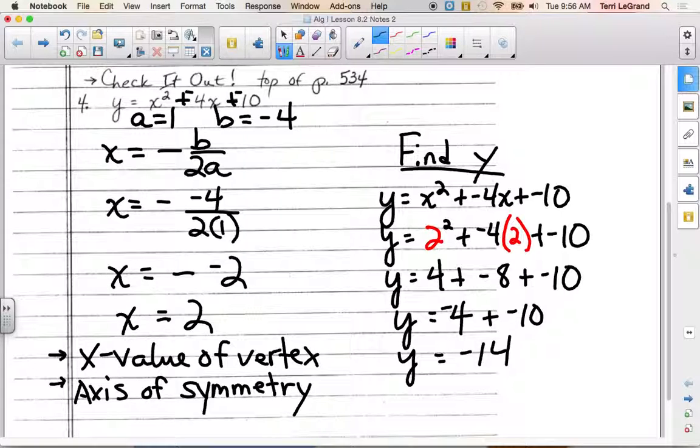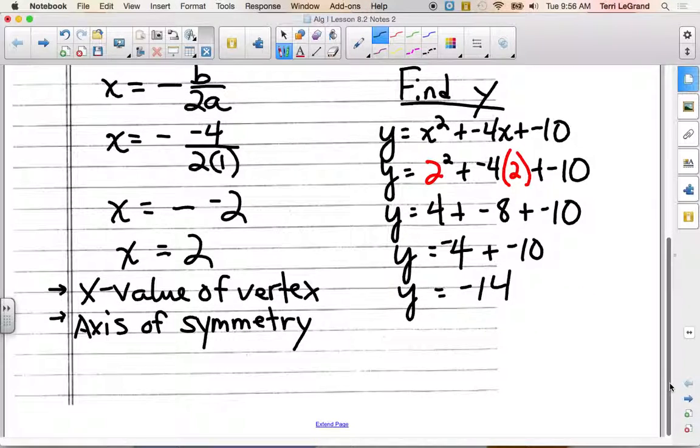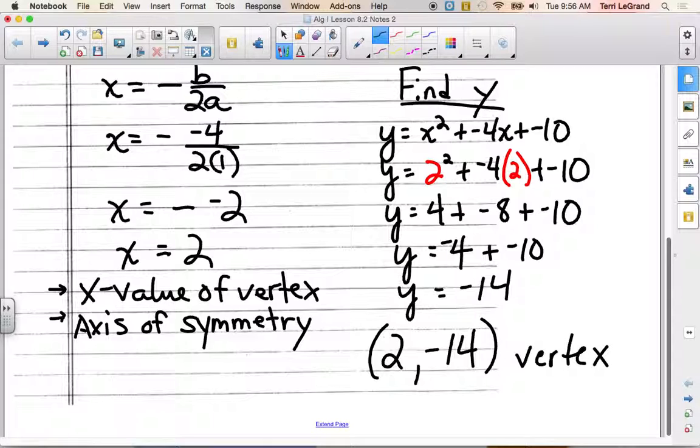Okay, and our goal was to find the vertex. Are we done? Close. Now we write it as an ordered pair. So we say our vertex is going to be 2, negative 14. Ordered pair 2, negative 14. You can count on that on the graph. This is where it would make its turn.